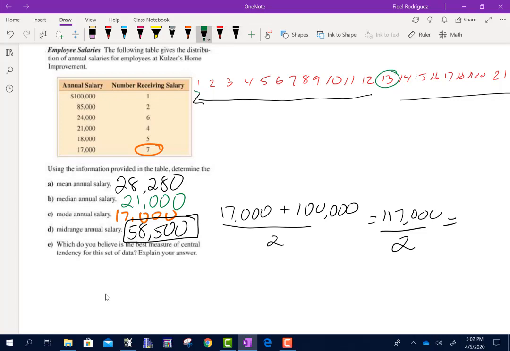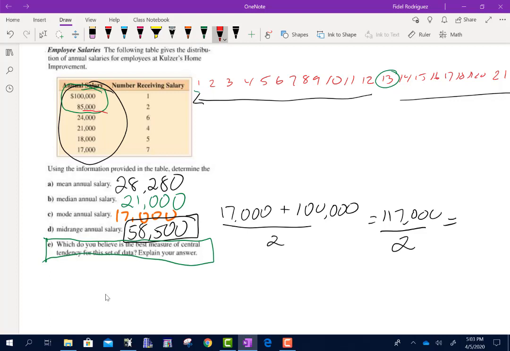Okay, and now part E. So let's think about part E for a little bit. It says, which do you believe is the best measure of central tendency for this set of data? So guys, what they're referring to here is which one of those 4 numbers is going to be the most representative of this piece of information here, okay? So what I'd like for y'all to do for a second is just look at my salaries. Wouldn't you agree that these 2 salaries are going to be very different from those salaries there?